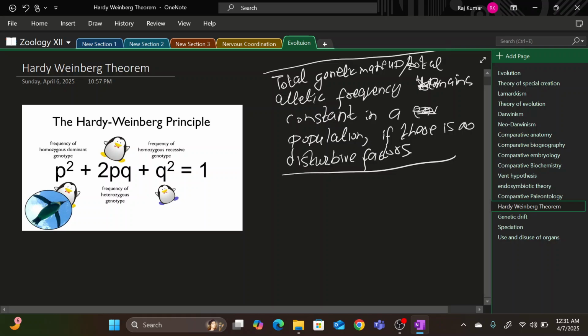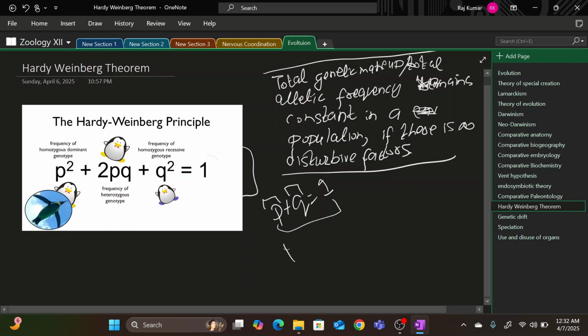And this is the equation which represents the Hardy-Weinberg principle, which basically says that p + q = 1. p is the dominant allele, and q is the recessive allele, and together they equal 1. That's a binomial expression, which expands into a binomial expansion, in which we say that (p + q)² = p² + 2pq + q². Here p² is the frequency of the homozygous dominant genotype, 2pq is the frequency of the heterozygous genotype, and q² is the frequency of the homozygous recessive genotype.